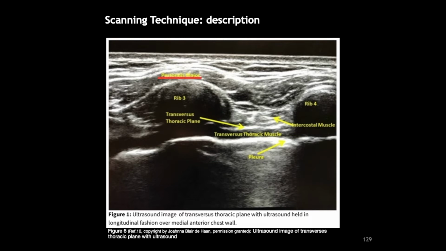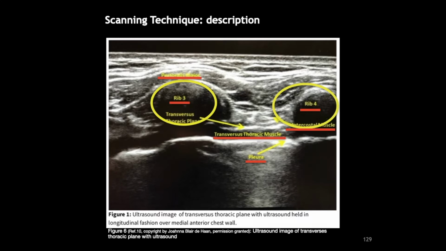The pectoralis major, the intercostal muscles, the ribs, and the pleura are identified and traced medially towards the sternum until the transversus thoracic muscle comes into view lateral to the sternum and deep to the internal intercostal muscle as a hypoechoic band.